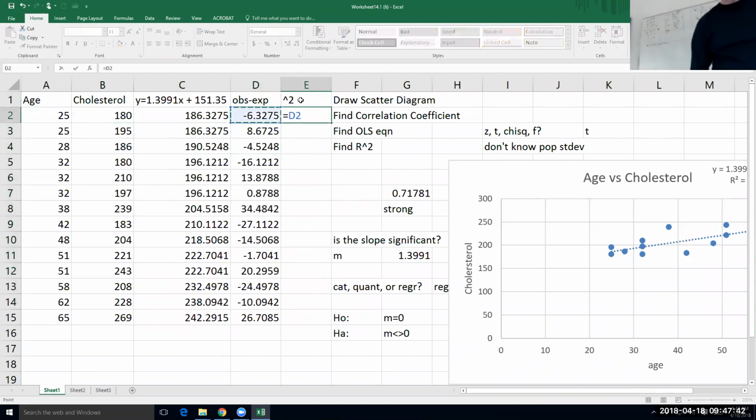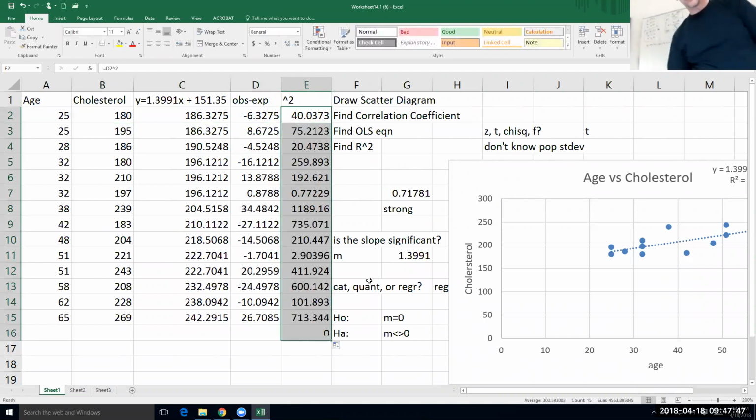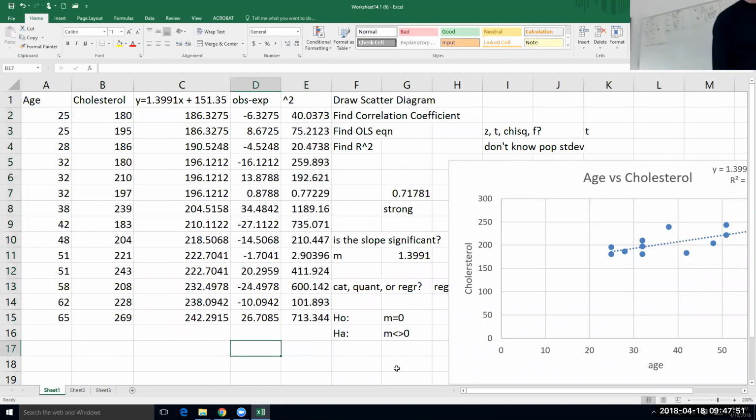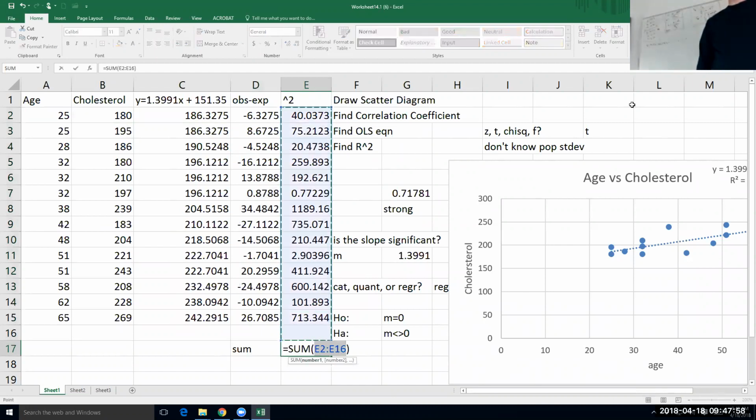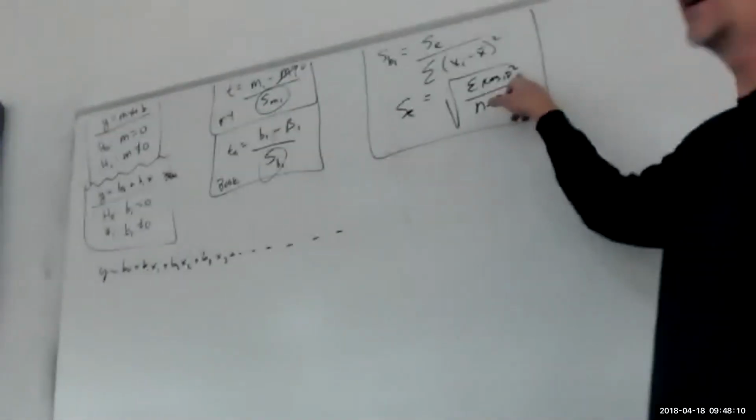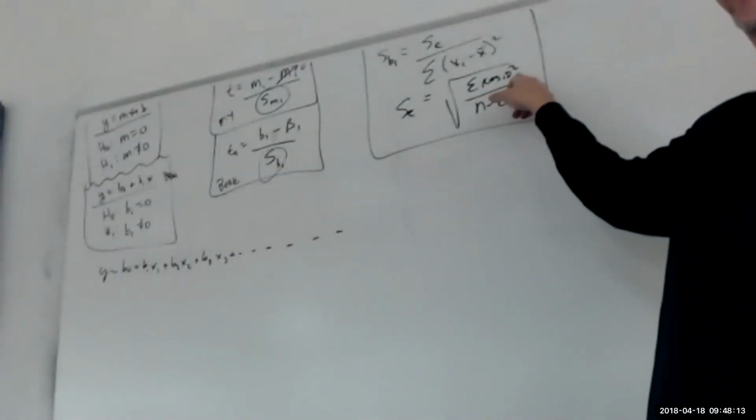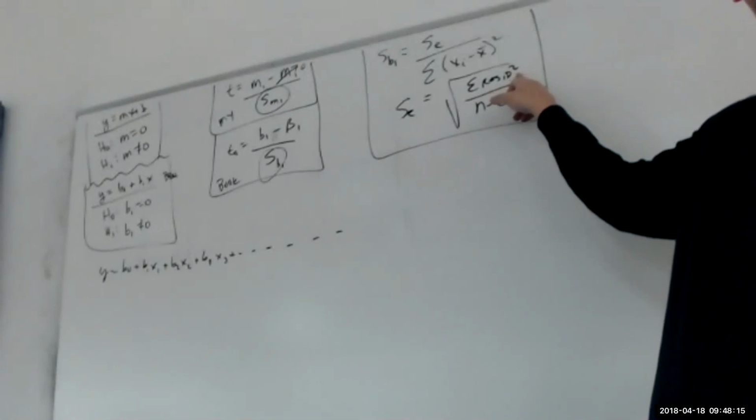That value raised to the second power. We're going to copy that down, okay? And then we need to find a sum. So that's going to be the sum of that column right there. Okay? All right, so that's all you need to do to find the numerator of S sub E. That's it. Okay?